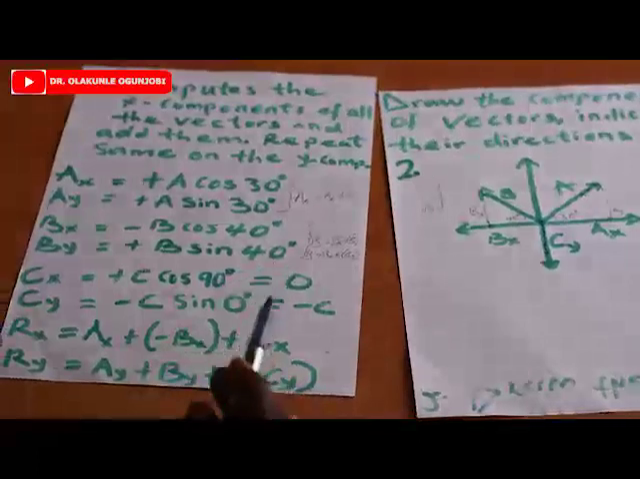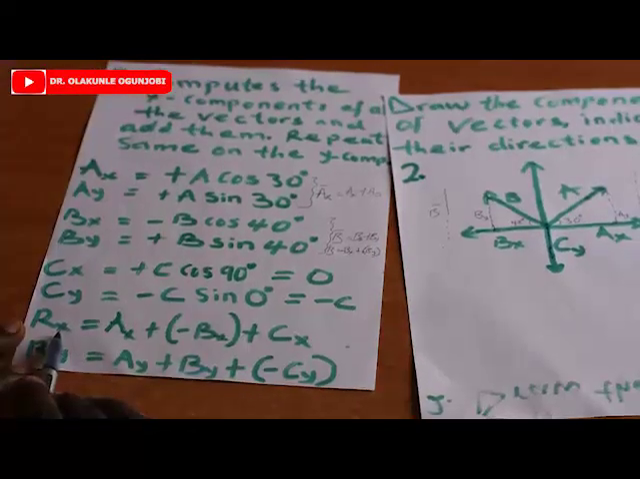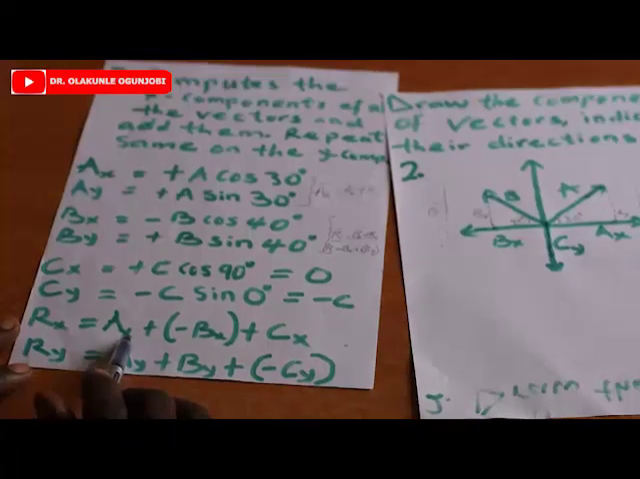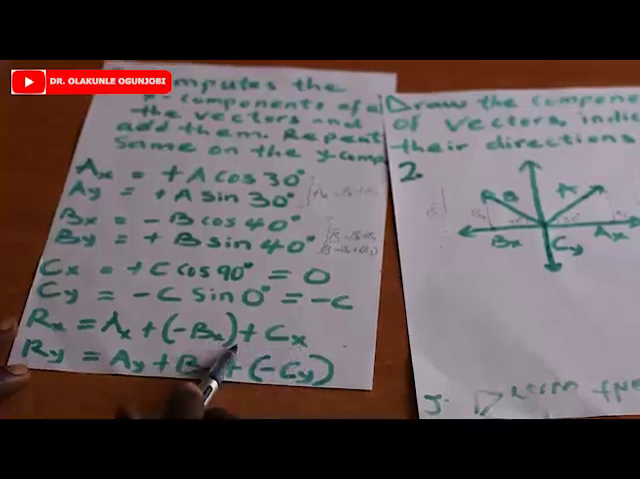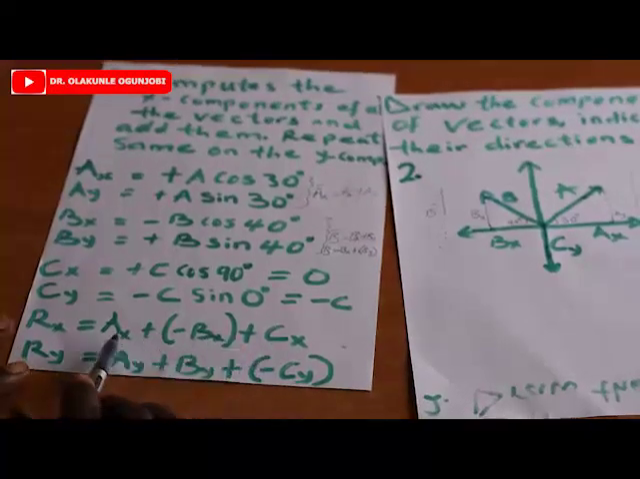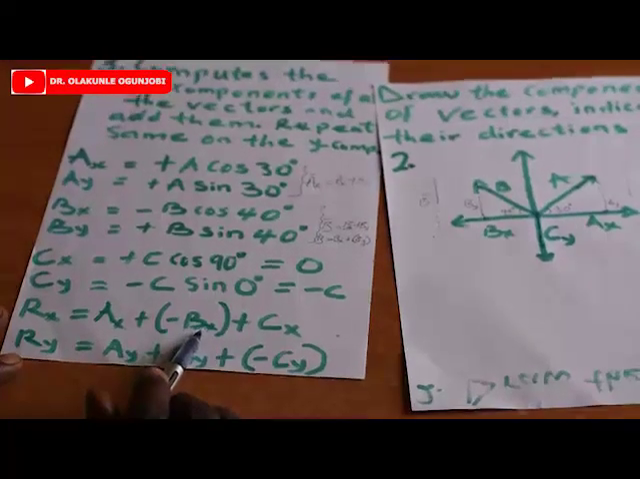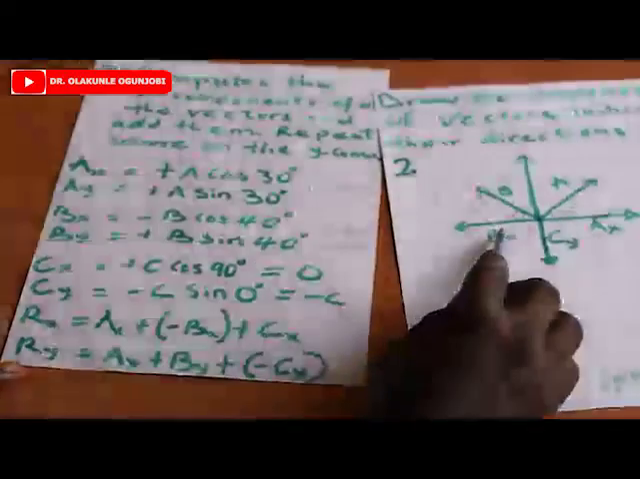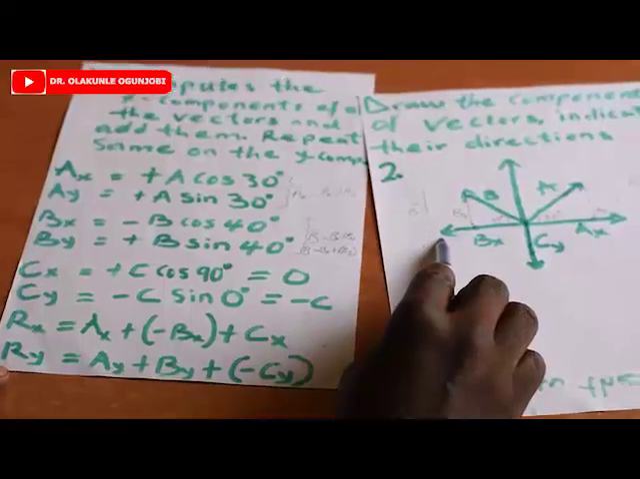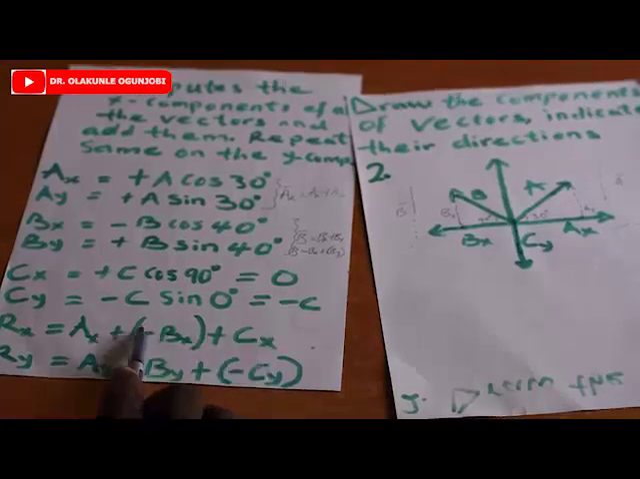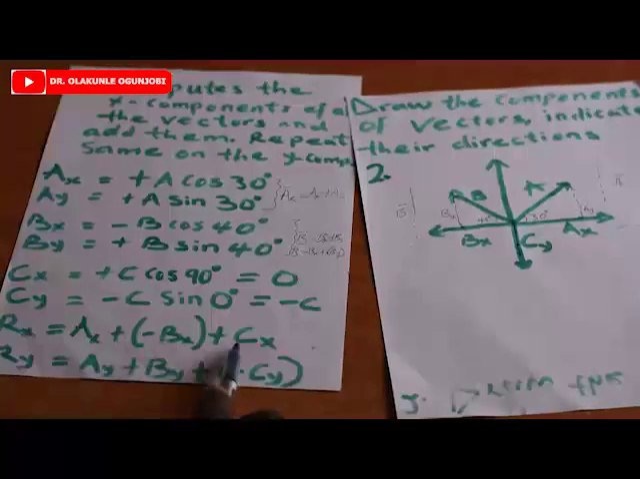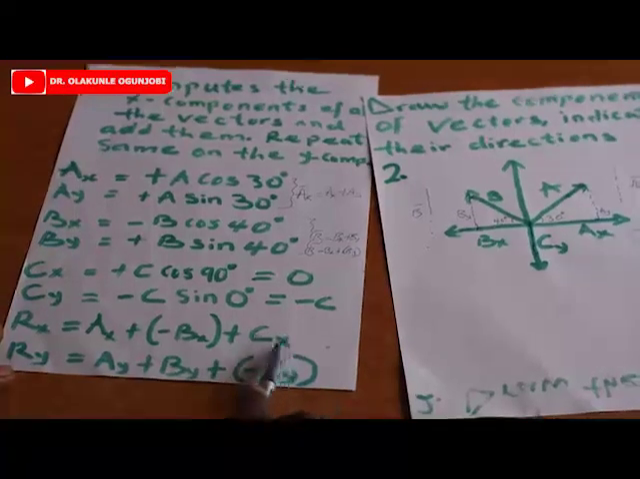So for the resultant vector along the x direction, it will be equal to ax. You can add all the x components now in this manner to make it very straightforward. Ax plus, do not forget, minus bx, and I repeat, you have minus bx because it is on the negative x-axis, plus cx. So you have been able to select the components along the x direction.